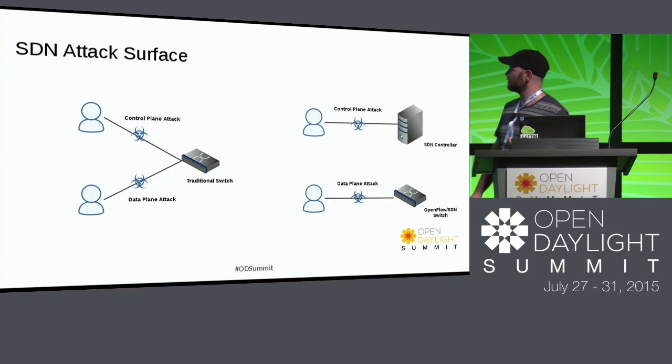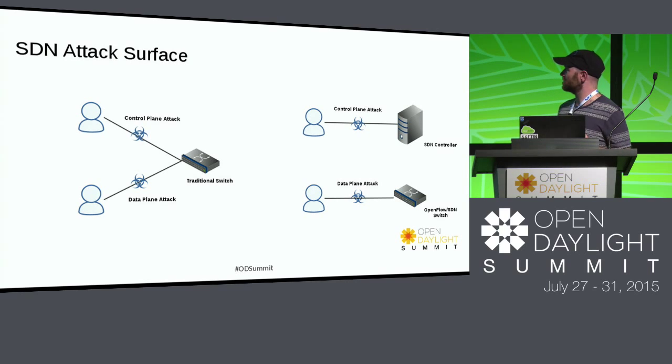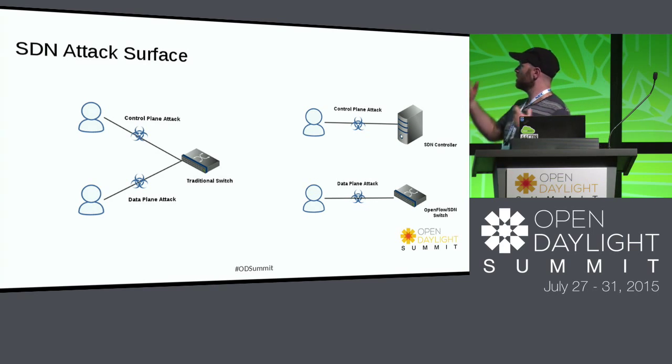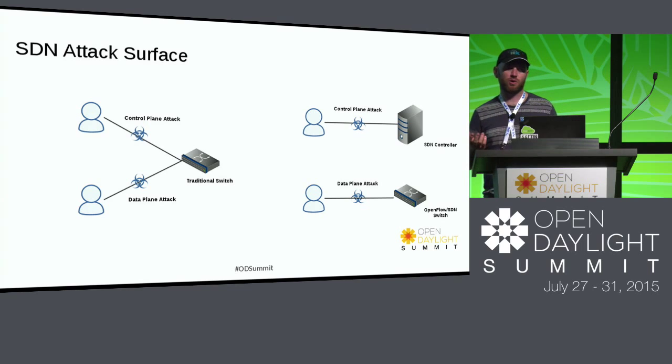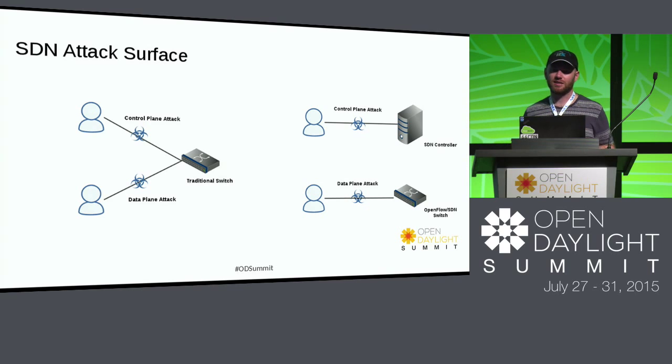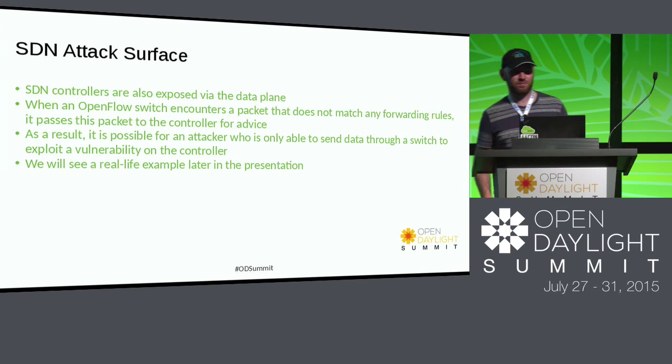So here's a graphical depiction of that attack surface. With a traditional switch or networking device, both the control plane and data plane could be exploited, whereas with an SDN controller, the switch itself is only exposed via the data plane, and the SDN controller, while it's exposed via the control plane, should be in an isolated secure network. Turns out it's not quite that simple.